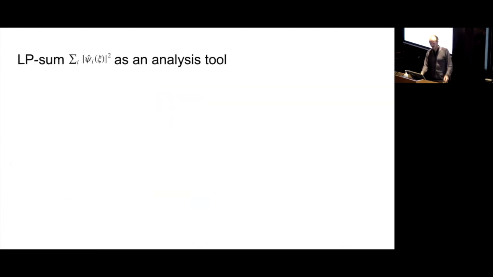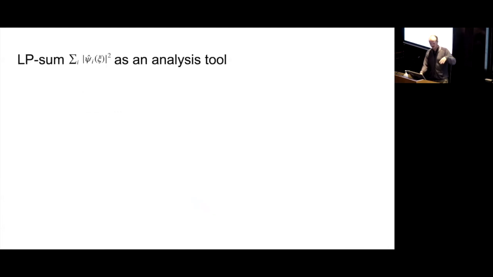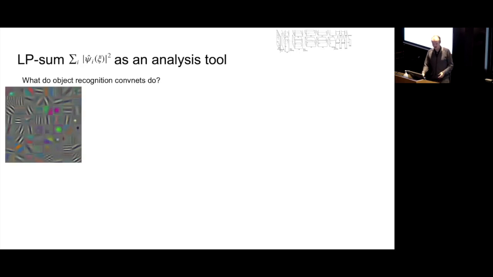I'm going to do one more thing, because this thing that we call the Littlewood-Paley sum, we can apply it to all sorts of collections of filters. So I decided to do that with object recognition convnets. We've got AlexNet here, which has filters at the very beginning that filter the image. They're small, 11 by 11 in size.